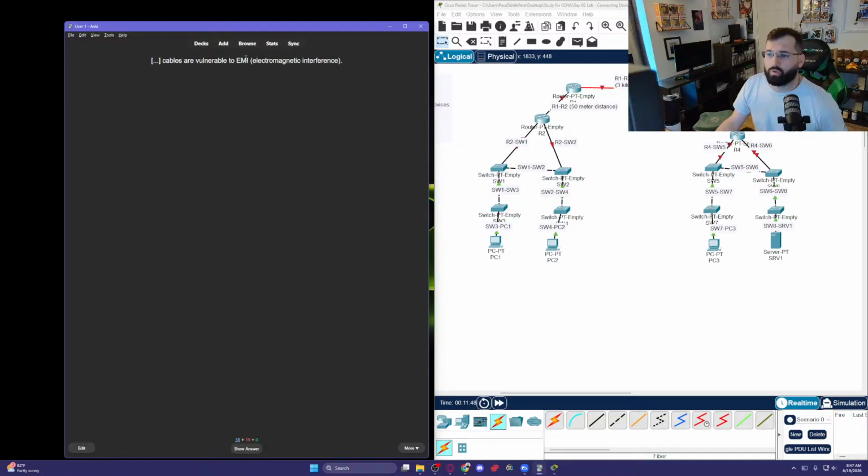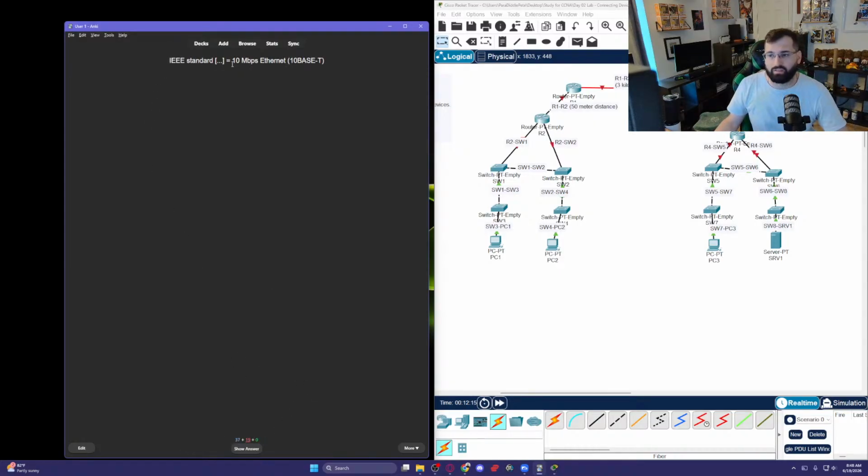Cables are vulnerable to EMI, electromagnetic interference. That would be Ethernet cables, which is UTP, unshielded. Okay, because they're unshielded. Next, what is the speed of an Ethernet connection? 10 megabits. Because remember, we saw that chart where it was Ethernet, fast Ethernet, things like that. Okay. 10 megabits. Yep.